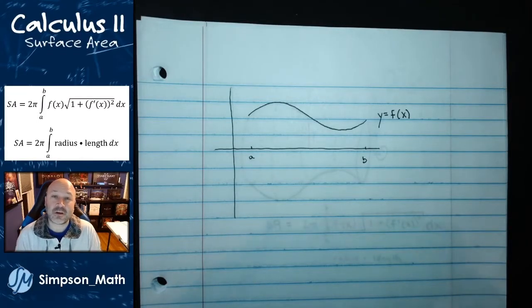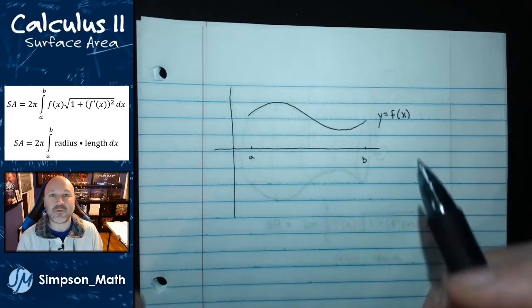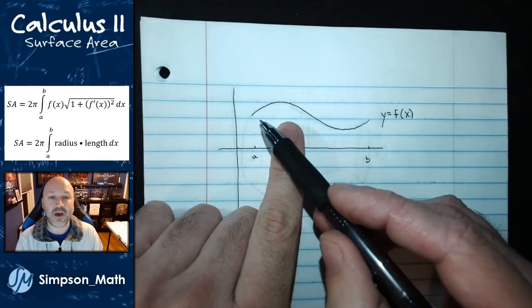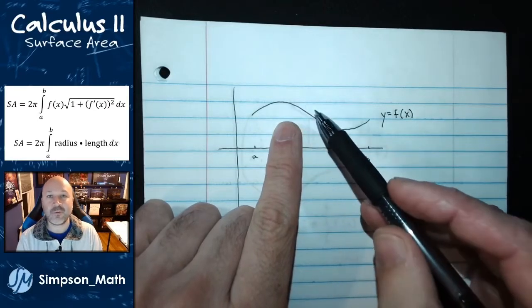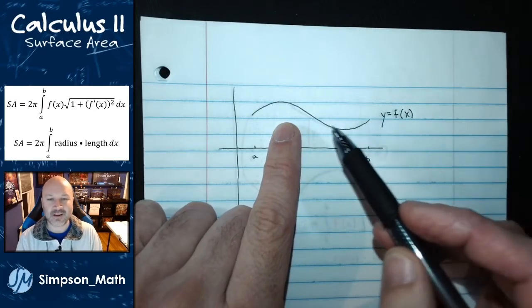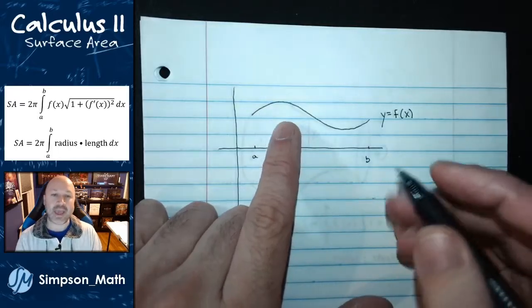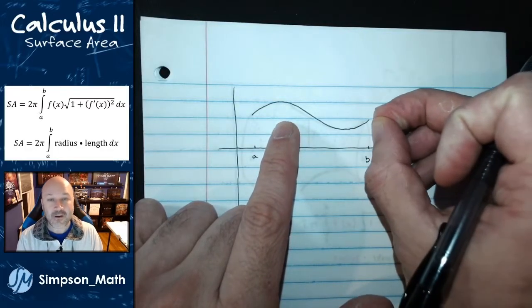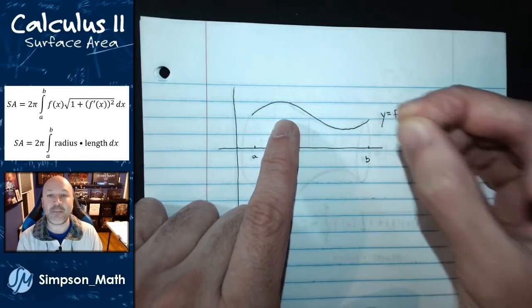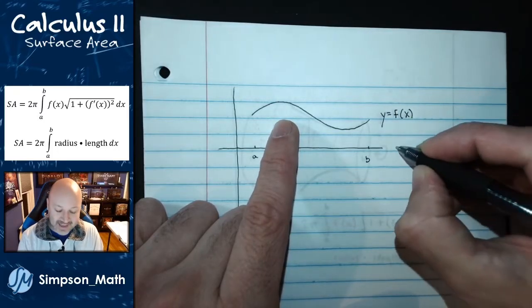In this video, we're going to talk about surface area and how to calculate it. Alright, so for this example, I have just this function, y equals f of x. It makes this nice little arc. And I'm going to take that arc and I'm going to rotate it about the x-axis.